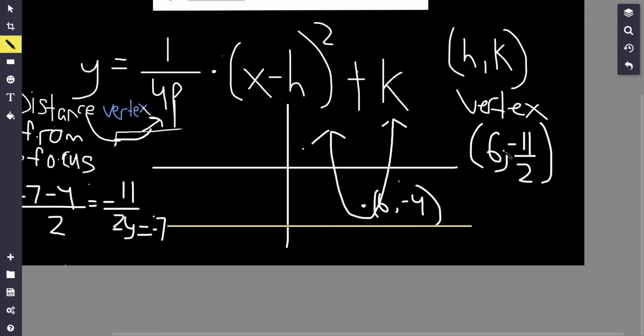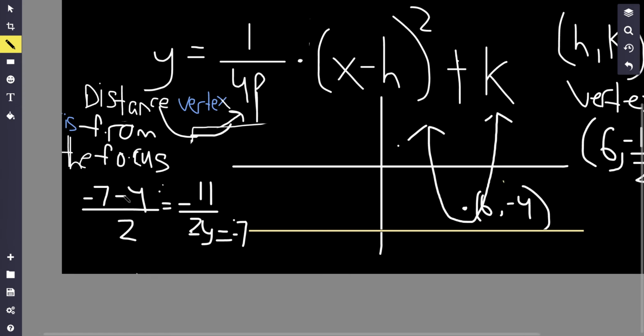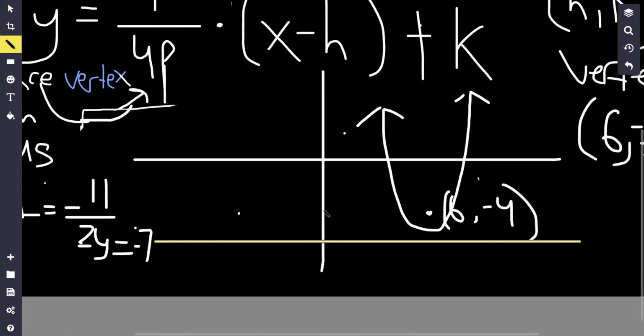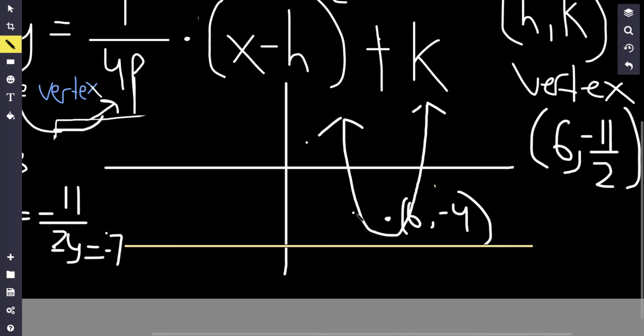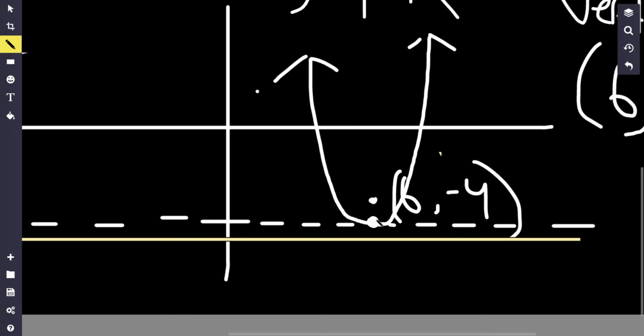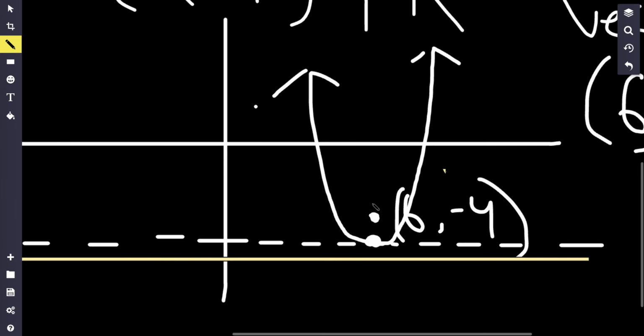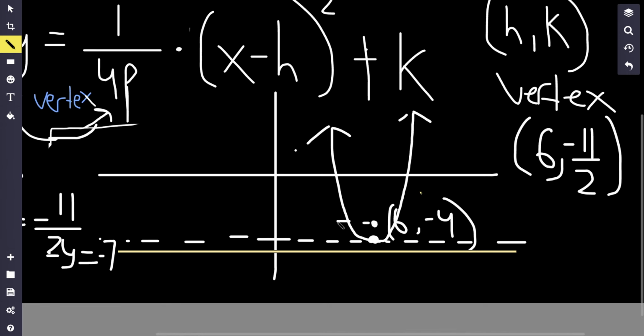Now, why does this work? Well, the reason why it works to take the average of the y value of the focus and the y value of the line, which is -7, is because we know a parabola, once again, I'm just going to repeat the definition, the parabola is the set of all points that's equidistant from the focus and the directrix. And if the vertex right over here has the same x value as the focus, well, that means the y value has to be the average, has to be in the middle of -4 and -7, right?